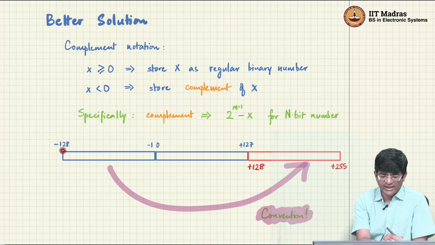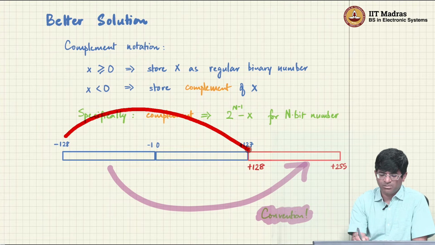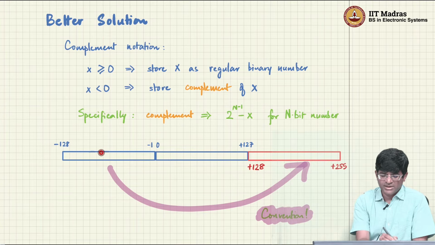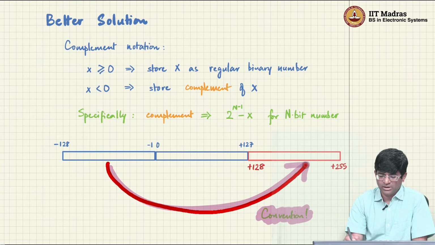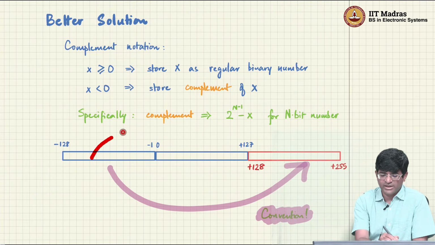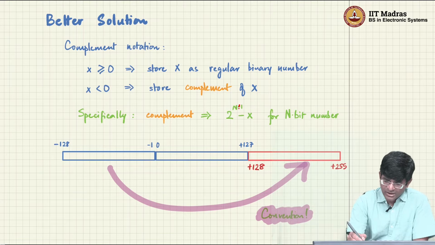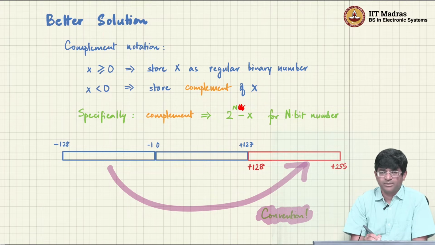What I will do is, I will take these and map them. So this minus 128 will get mapped to the number plus 128, and the number minus 1 will get mapped onto the number plus 255. Effectively this whole region, this part of the number line, is going to be picked up and moved over here, so that these values get mapped correspondingly over here. By the way, one minor correction, this should actually be 2 to the power of n, not n minus 1. We'll get to that in a moment.